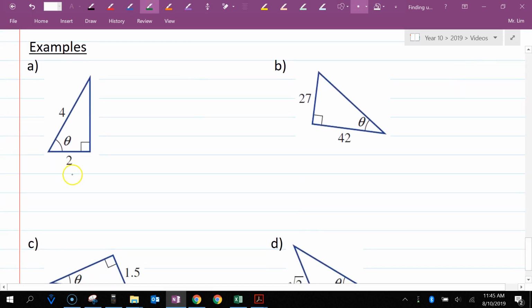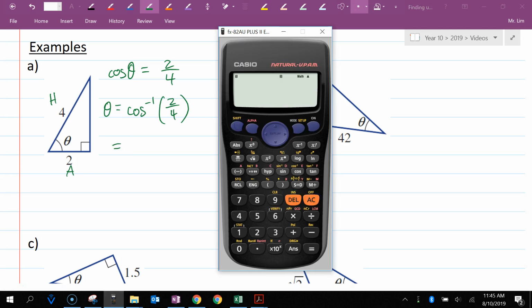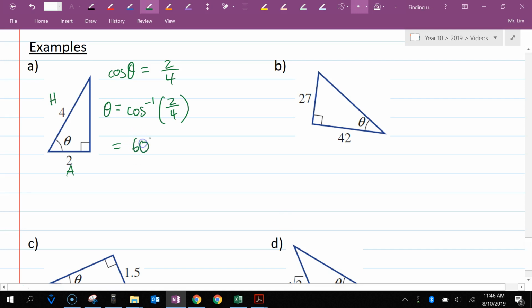So here we've got the hypotenuse and we've got adjacent. That's cos. Cos of the angle is equal to adjacent over hypotenuse. Therefore, the angle is equal to the inverse cos, or arc cos, of 2 over 4. So when we put this in our calculators, we need to press shift, cos. That will give us our inverse, or our arc. 2 over 4, or you could have put in half if you wanted to, is equal to 60. So the angle is equal to 60 degrees.